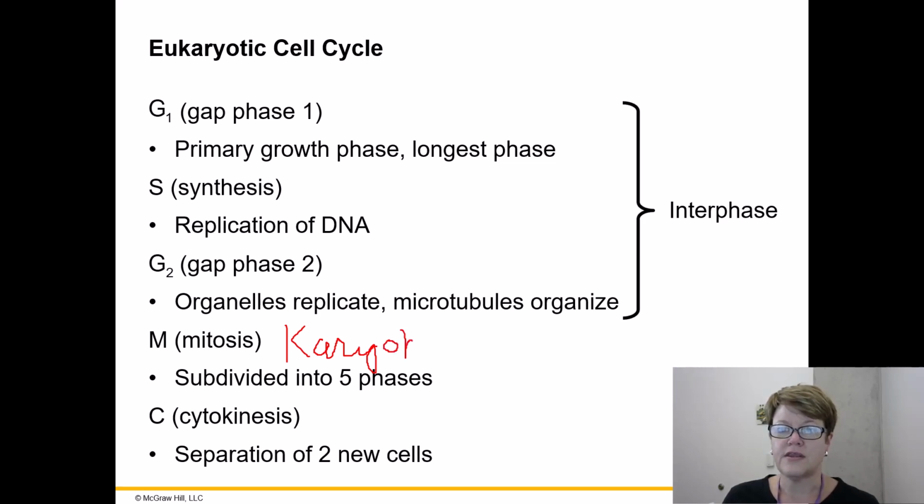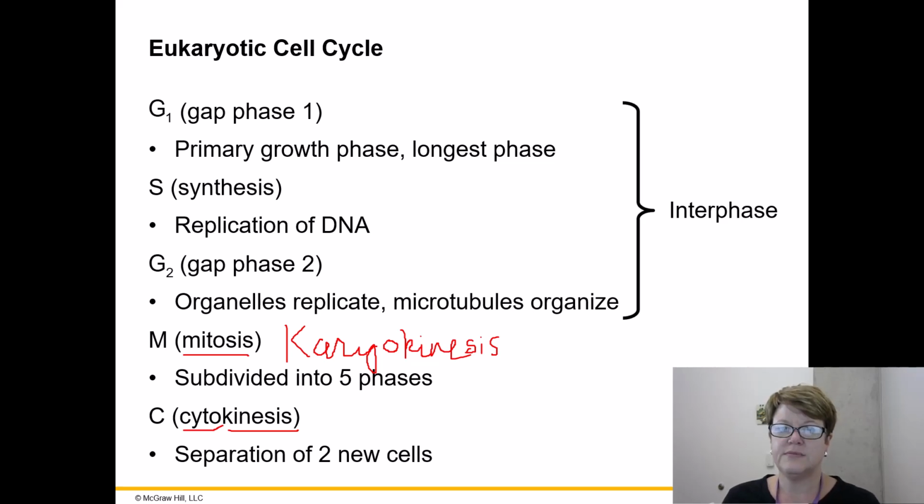Karyokinesis means separation of the nucleus. Cytokinesis means separation of the cytoplasm. So you have a nuclear division, and then the rest of the cell divides. It's just the way it goes. So M phase, or mitosis, I mentioned before, some people call the whole thing mitosis, but mitosis, strictly speaking, is the fourth phase. It's the karyokinesis.